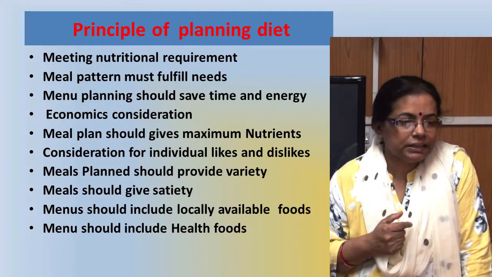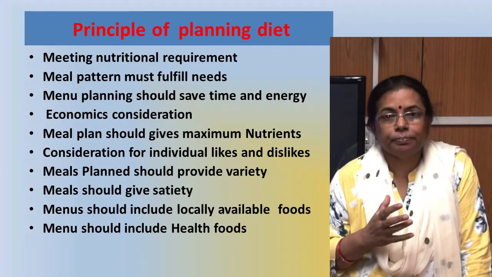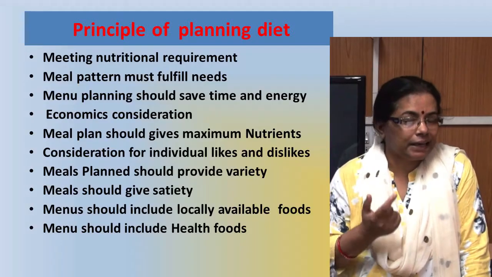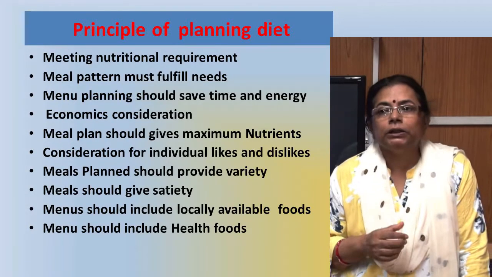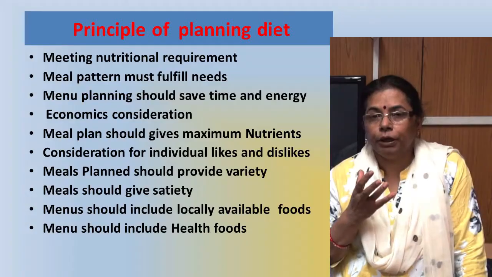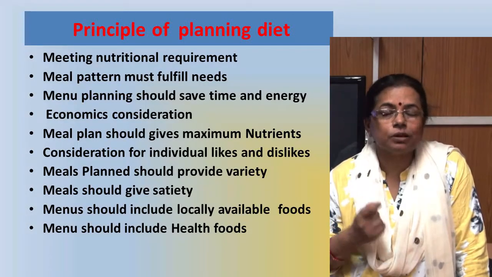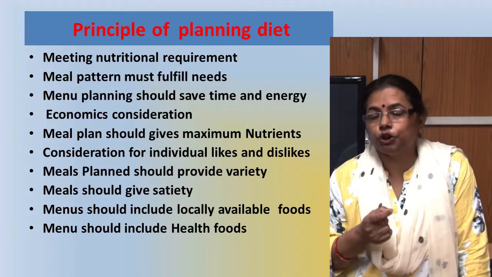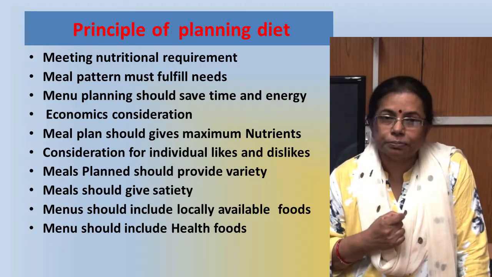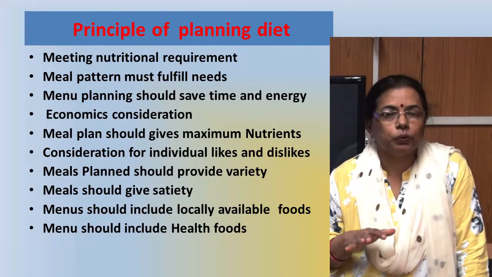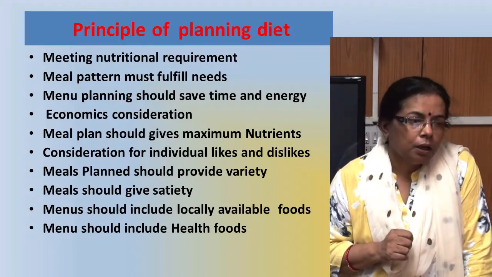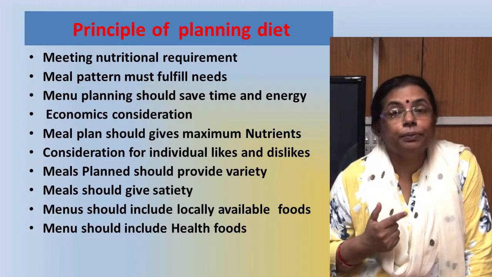Fourth principle is the economics, the family budget. As I discussed earlier, the cost of the menu plan should be within the economic means of the family. If it is not within the family's budget, it can't be put into practice. Meal plans should give maximum nutrients.